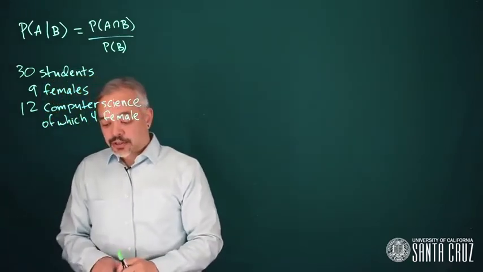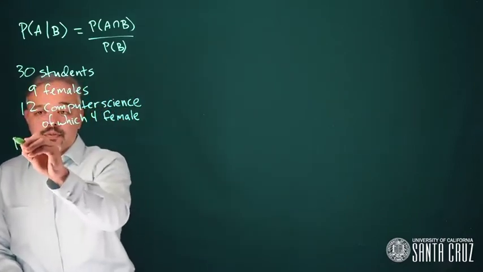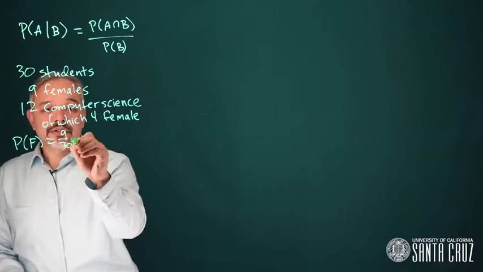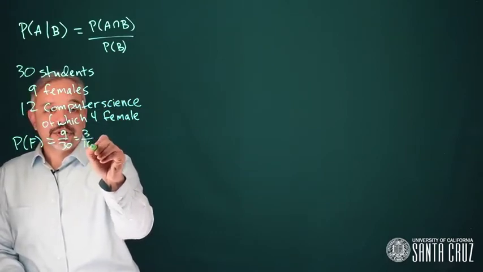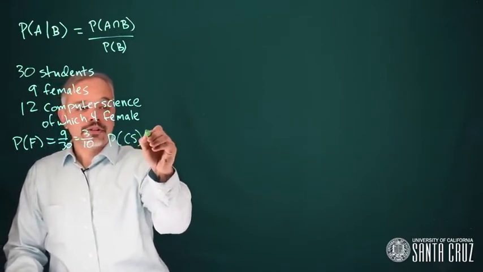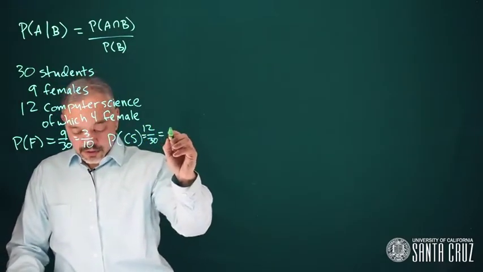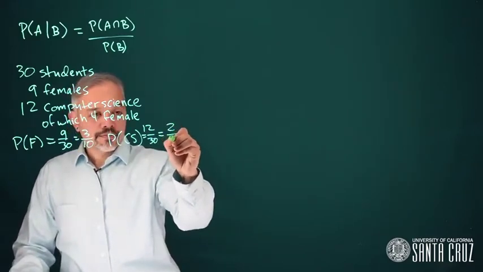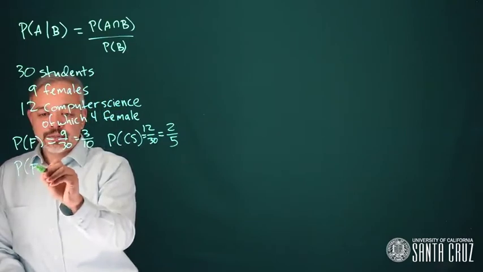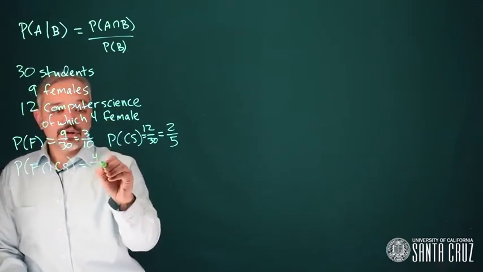So then we can ask questions about probabilities of this segment of population. We can say the probability that someone is female is 9 in 30, or 3 in 10. The probability someone is a computer science major is 12 over 30, or 2 in 5. The probability that someone is both female and a computer science major, we have the 4 out of 30.